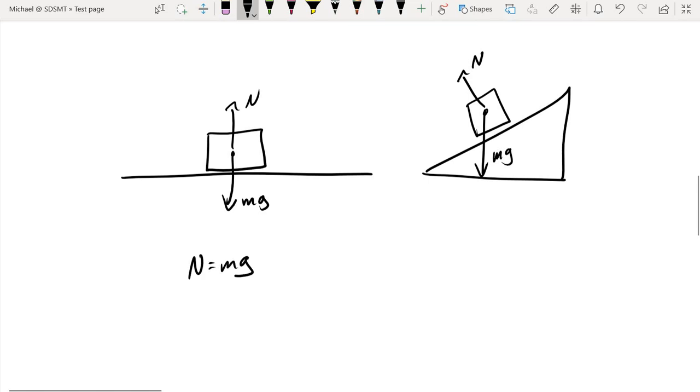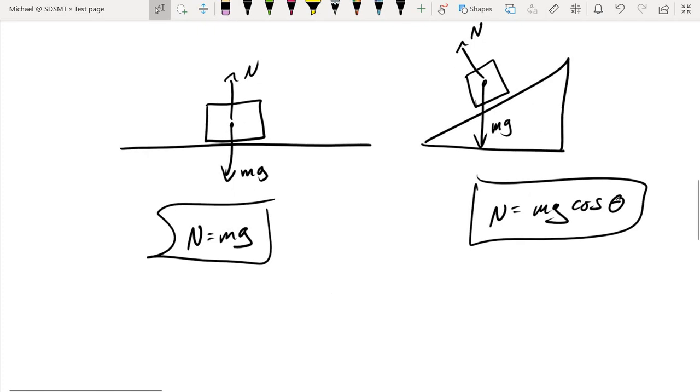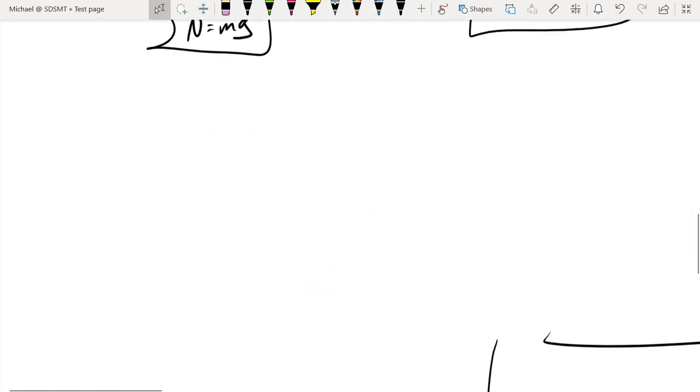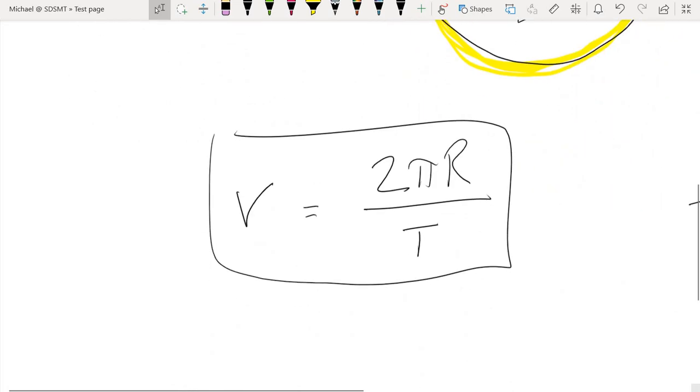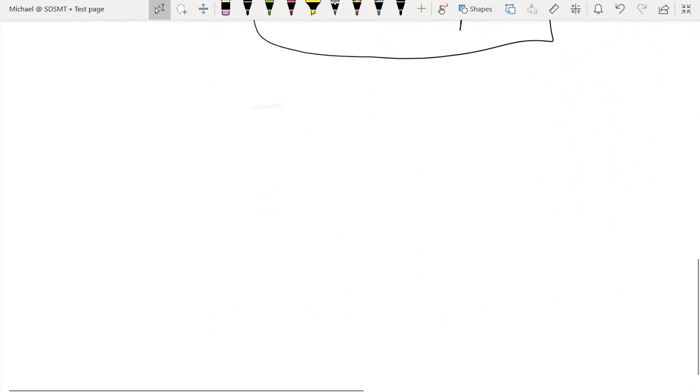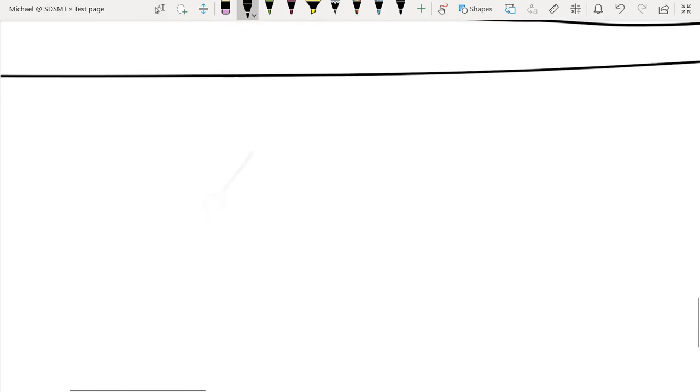For this first example, the normal force would equal the weight. For the second example here, it would be mg cosine theta, and we can go back into our notes and see where these values are coming from by using those sum of force techniques. But we want to see if a normal force can be used for circular motion. So we'll come down here where we've got a little more room.